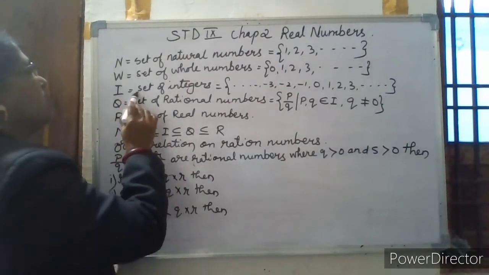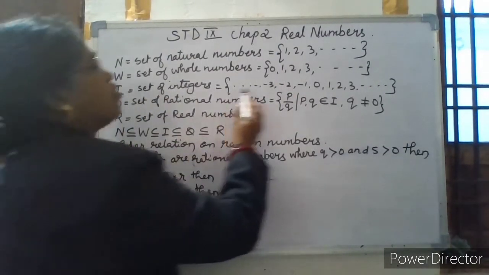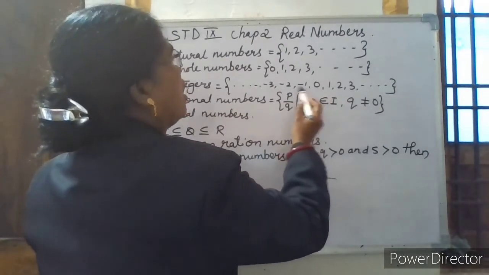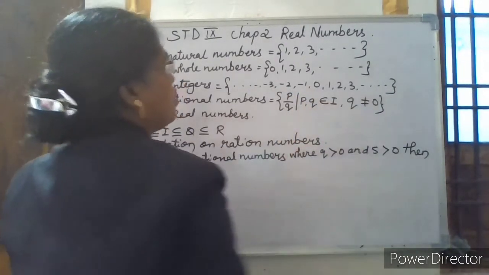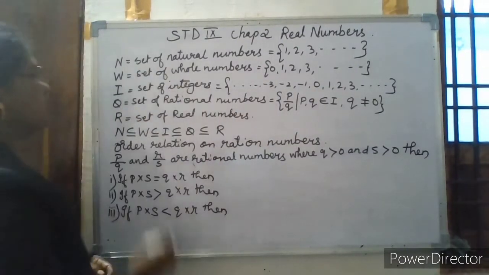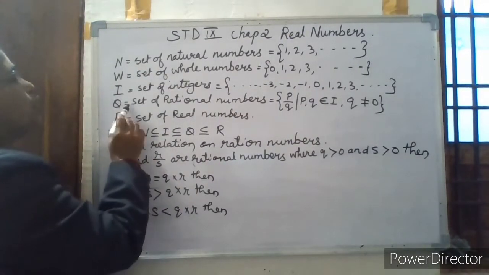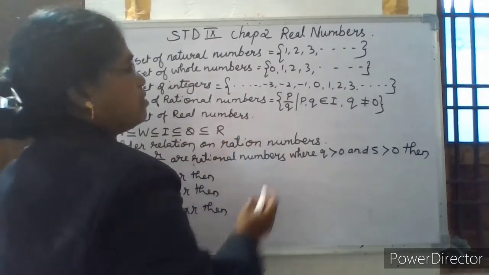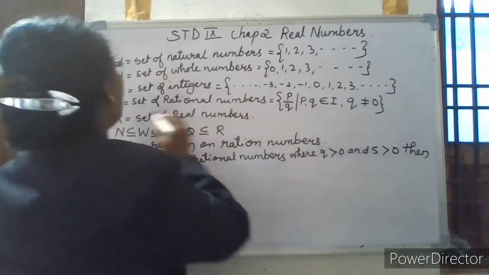I indicates the set of integers. So you know the integers: negative numbers, 0 and natural numbers altogether make the set of integers. Q indicates the set of rational numbers. Now, what is a rational number?